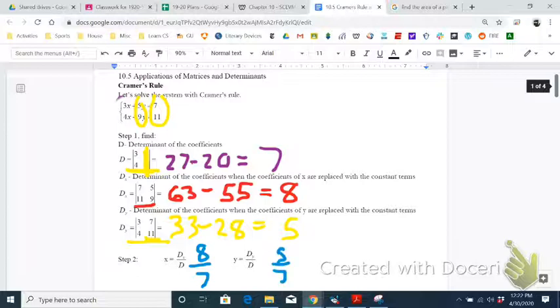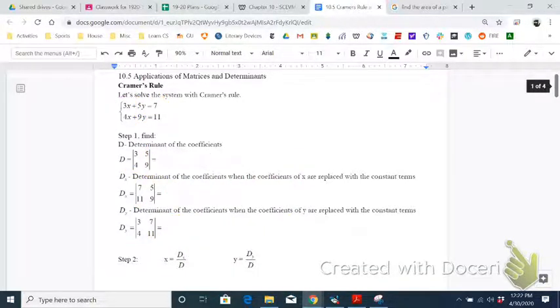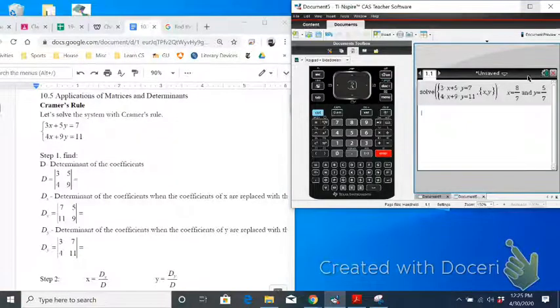So even if you have a system where the answers are fractions, it's super easy, and if you don't believe me, I'll solve it on the calculator right now to show you that it's the same answer. Okay, and there it is right here on the calculator. We got the same answer if we let the calculator solve it.